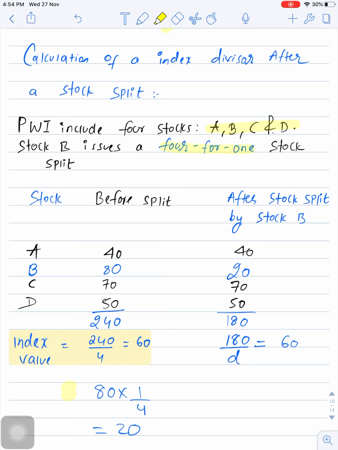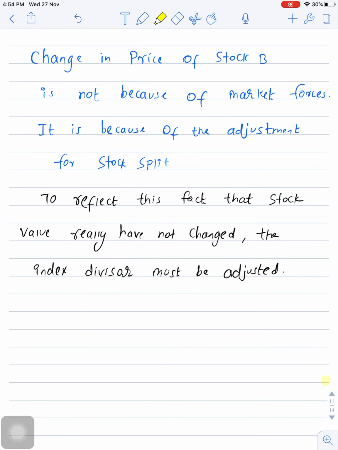Now as you can see, price before split was 80, price after split is 20. So this change in value of stock B is not because of market forces, it is the effect of stock split adjustment. So change in price of stock B is not because of market forces, it is because of adjustment for stock split.